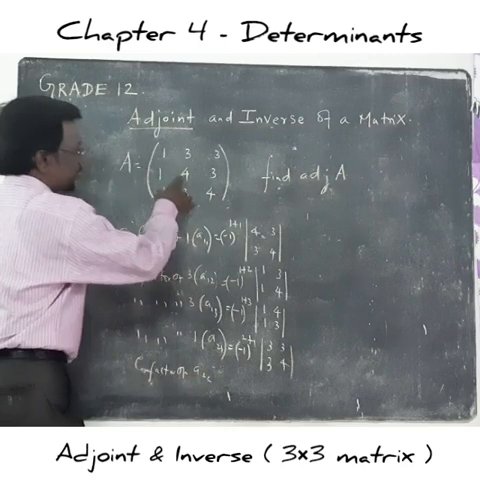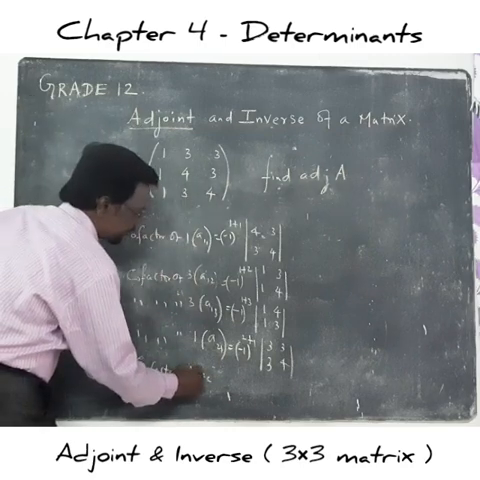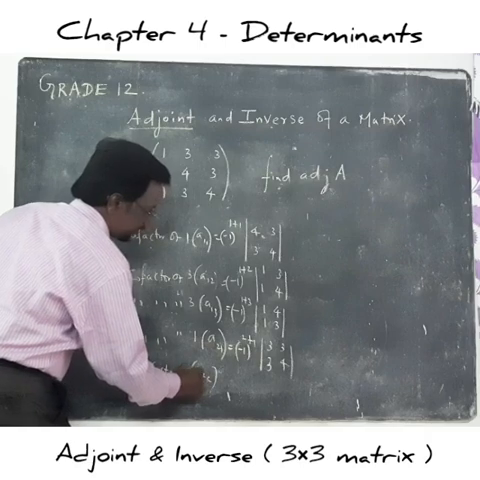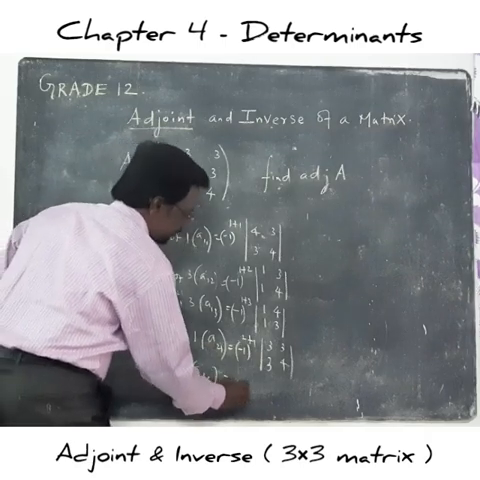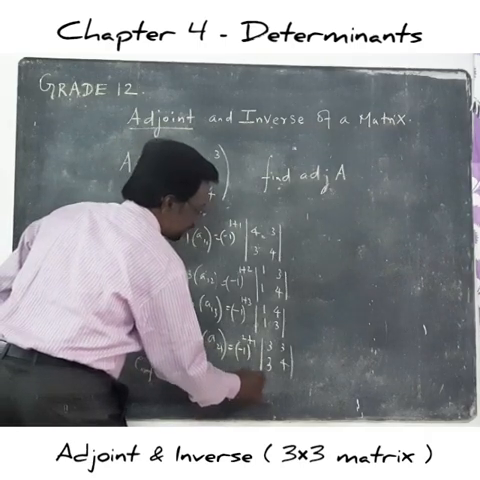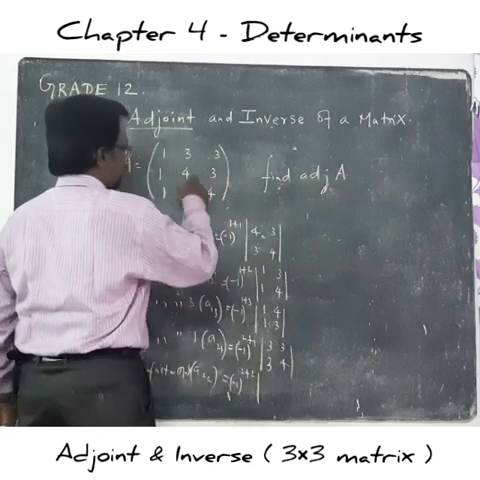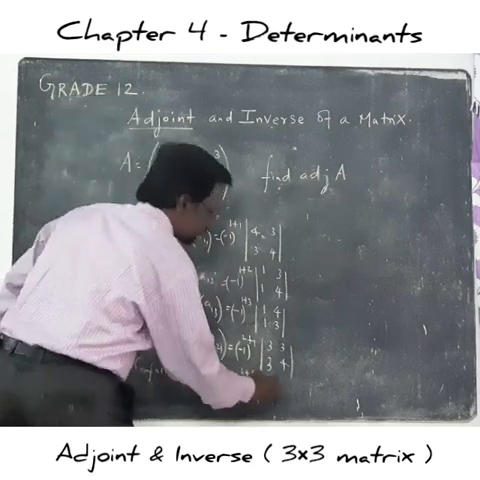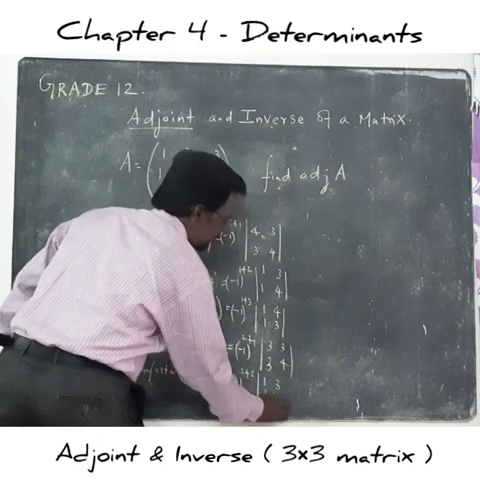A22. A22 is which element? 4. Okay. So equal to minus 1 power 2 plus 2. Delete this row and this column. So 1 3, 1 4.